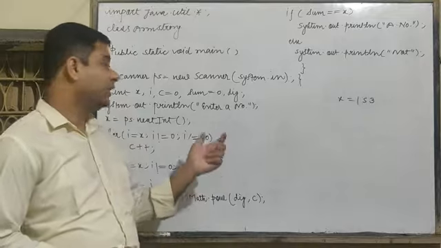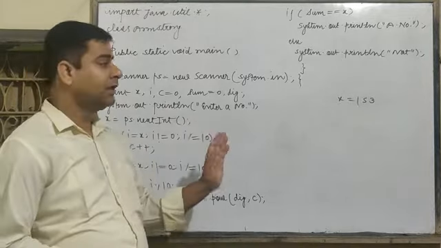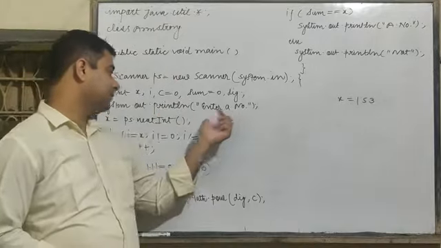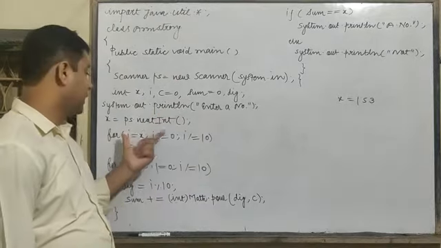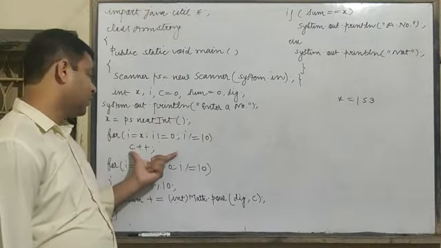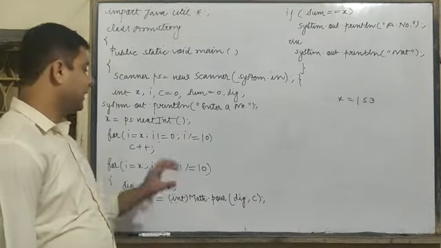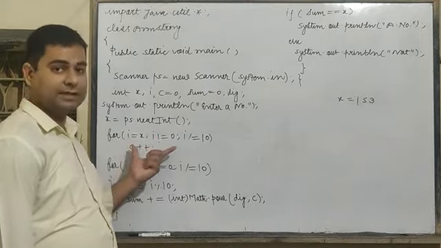What we have to do? First of all, we have to count the digits. So first of all, we are creating the class. We are taking the input from the user, enter a number, and the number will be stored in X. Now after this, what we have to do? We have to count the digits. So how shall we count the digits in this number? This code is for counting the digits.